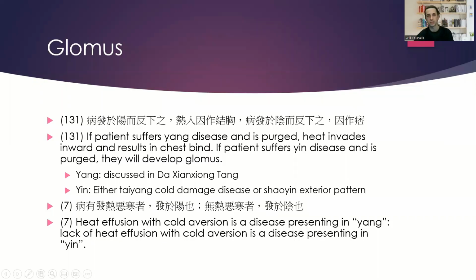Okay, so if we look at the genesis of glomus here, we can look at line 131. So this is something we looked at before from Da Xian Xiong Tang. If the patient suffers yang disease and is purged, heat invades inwards and results in chest bind, right? So that's what we just looked at. Now, if the patient suffers yin disease and is purged, they will develop glomus, okay? So with yang, we discussed what this is. If they're yang and they're purged, it's going to turn into Da Xian Xiong Tang, right?